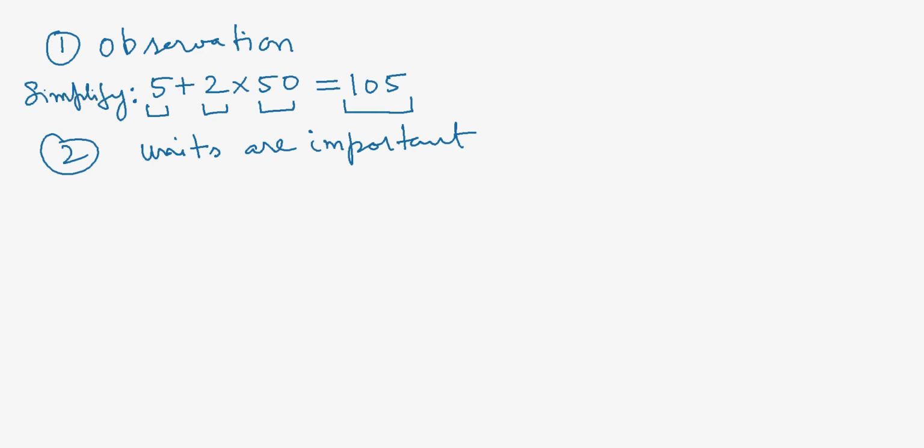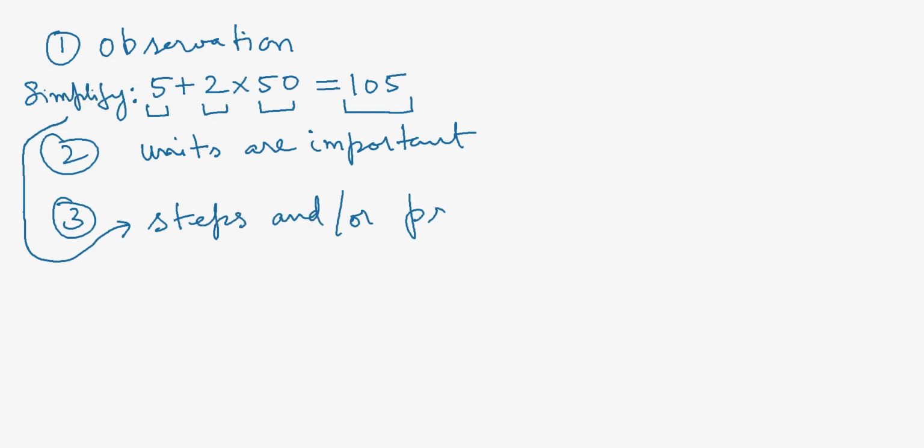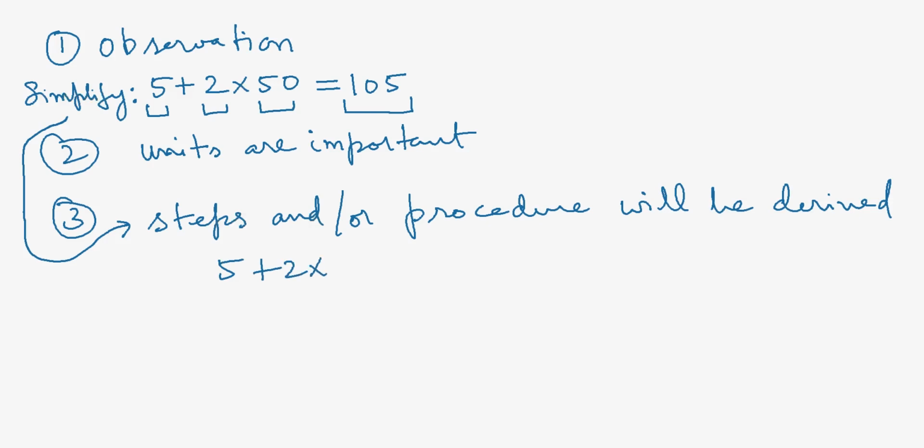That understanding leads automatically to the simplification, whatever we need to do; automatically the steps and the procedures will be derived by us, right? Yes. What is the reason here? Take the same point: 5 added with 2 multiplied by 50. The same example we could take.